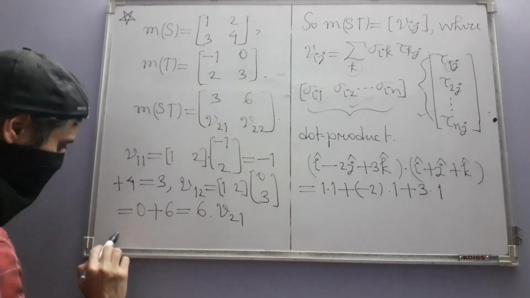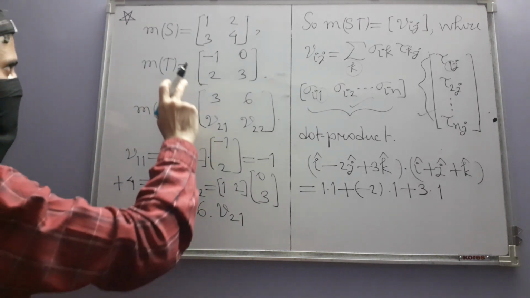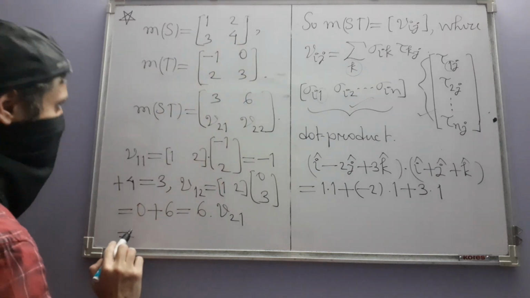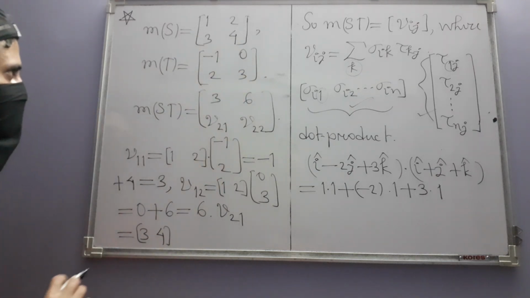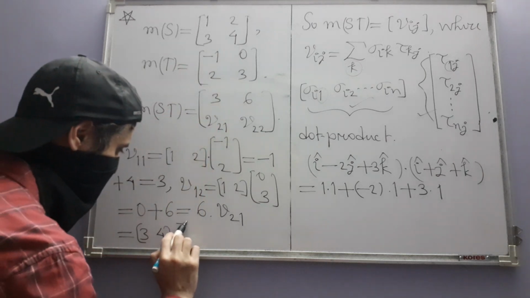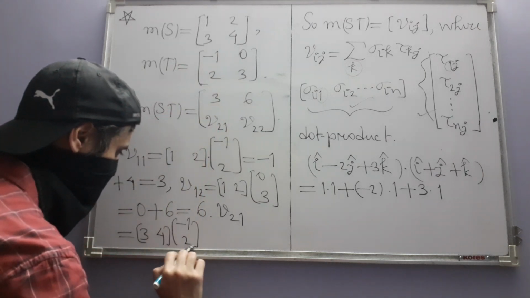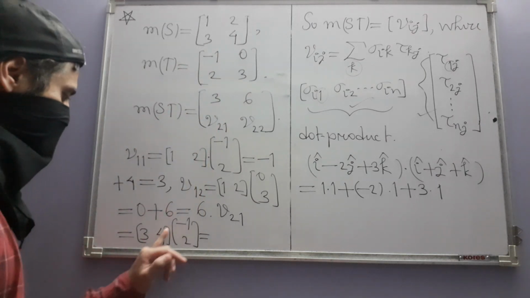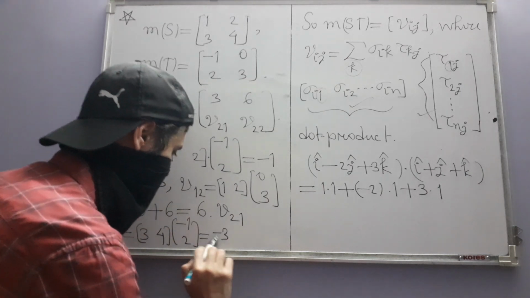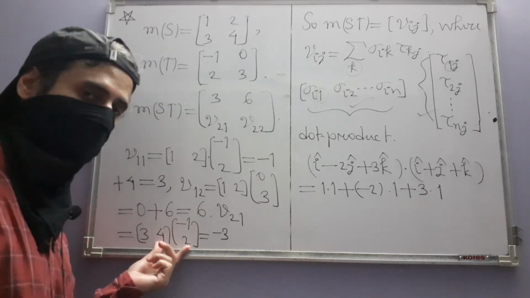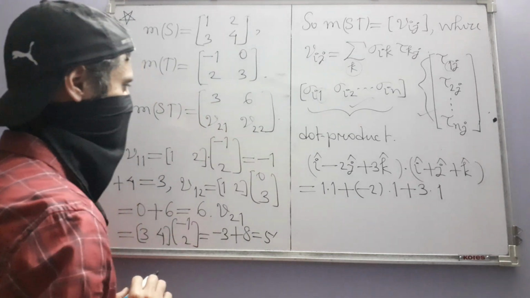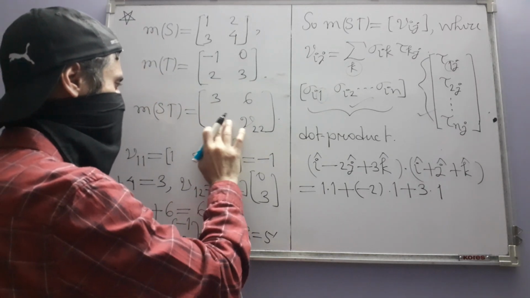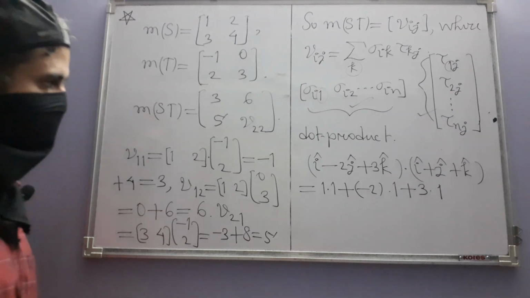Next, new 2 1 similarly involves the second row of MS, that is 3 4, and the first column of MT, minus 1 2. 3 times minus 1 is minus 3, plus 4 times 2 is 8. So this is 5. That means this is 5.